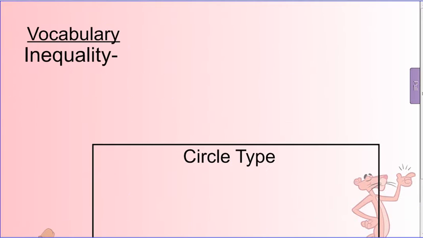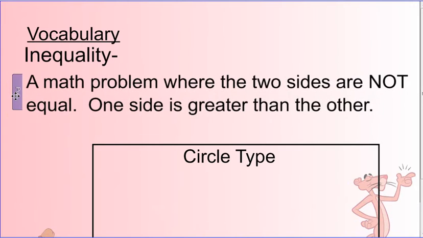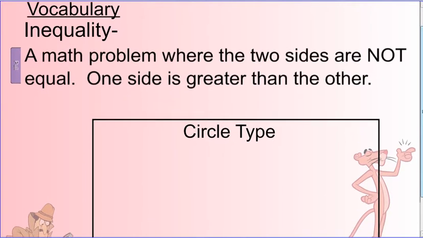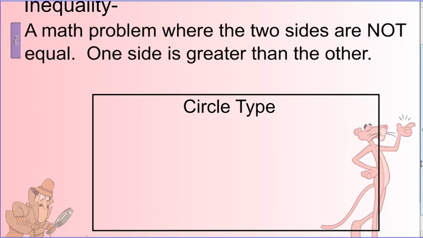Alright. So we have the same vocab word from yesterday. An inequality is just a math problem where the two sides are not equal. One side is greater than the other. What I'd like you to do, though, is take a minute, pause the video, and try to write down the circles and each of their circle types. Think about the inequality from yesterday, or the lesson from yesterday. What were the different circle types and their inequalities that go with it? Go ahead, pause the video, do that, and we'll get back together in a second.